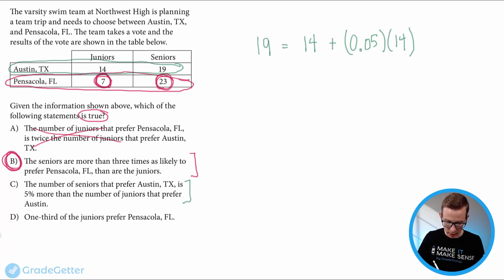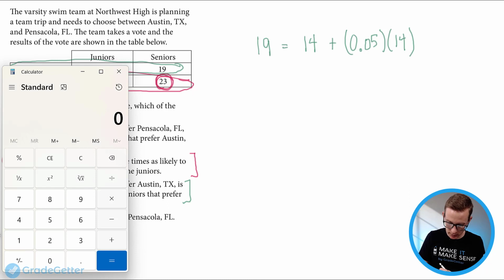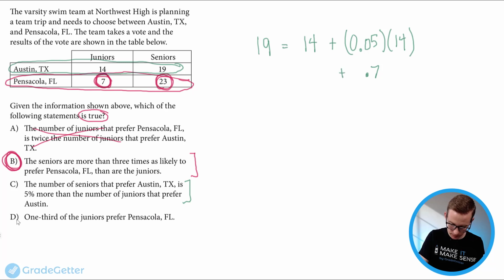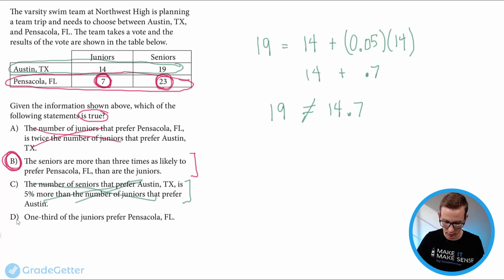We can bring up our calculator. Again, we're allowed to use it on this portion of the test. So 0.05 is 5% as a decimal of the juniors, so times 14 is 0.7. So 14 plus 0.7 is 14.7, which does not equal 19. So this statement is not true. So C is not true either. And then we're just double checking ourselves. Let's look at option D.